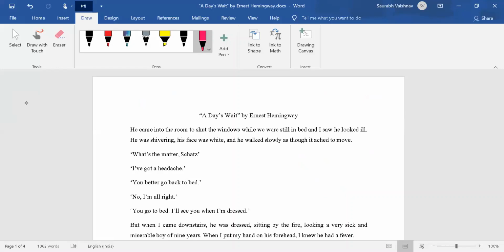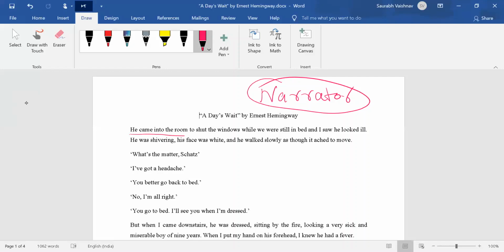Now he came into the room. The narrator of the short story is the father of the child. And we will observe everything that goes on in the short story through the perspective of the narrator. And here the narrator is the father.